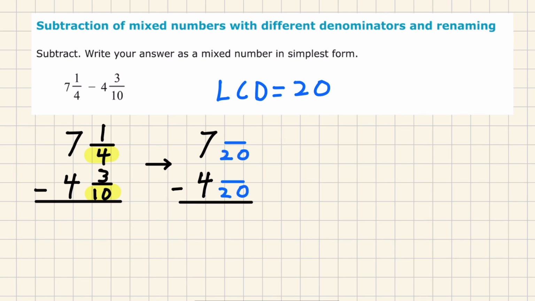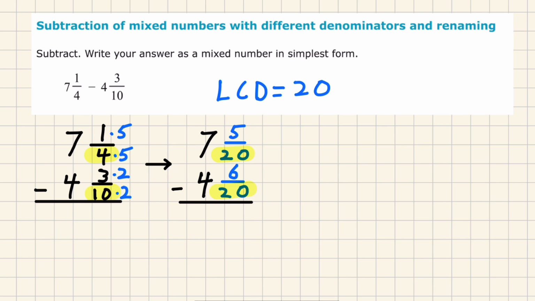In the first mixed number, I would need to multiply the denominator by 5 to get 20, so I would also multiply the numerator by 5. And then for the second mixed number, I would need to multiply the denominator by 2 and also the numerator by 2. So we now have a common denominator. However, looking at my numerators, I can see that I would have 5 minus 6, so I will need to borrow.